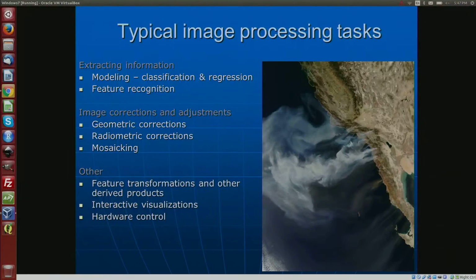So I want to talk a little about the processing steps, or the tasks that we do in Earth science, again, focusing more on my type of Earth science. And I have it broken into 3 categories: extracting information, image corrections and adjustments, and then this catch-all with a few others called other.